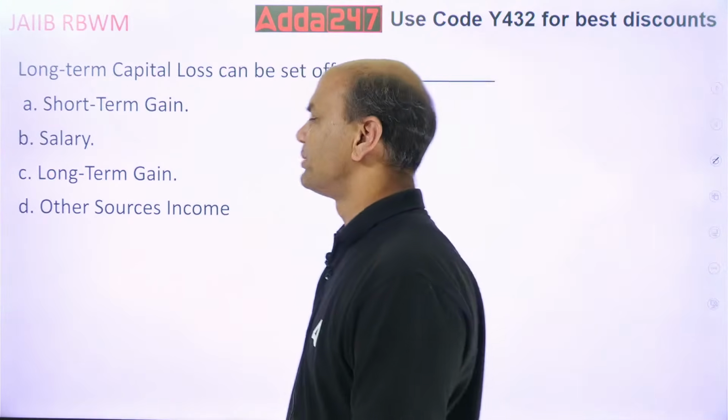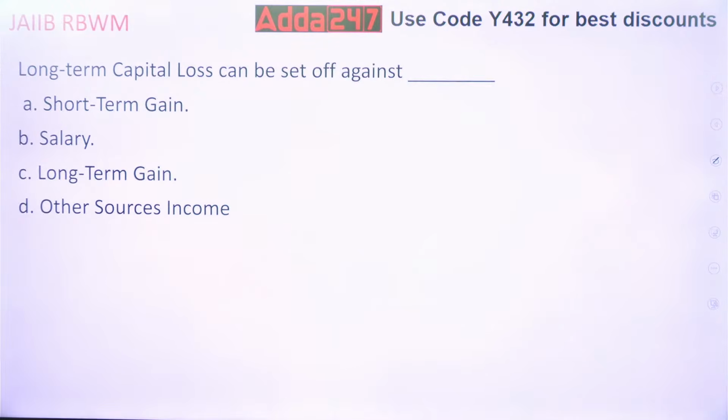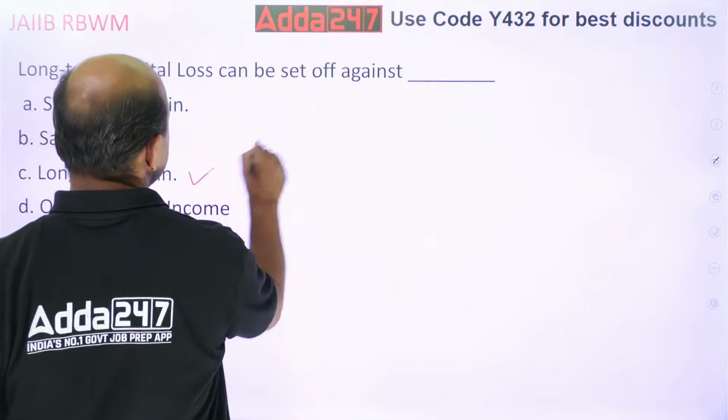Long-term capital loss can be set off against: short-term gains, salary, long-term gains, other sources income. What do you think? Long-term capital loss can be set off against only long-term gains. Okay? Long-term loss can be set off against long-term gains.